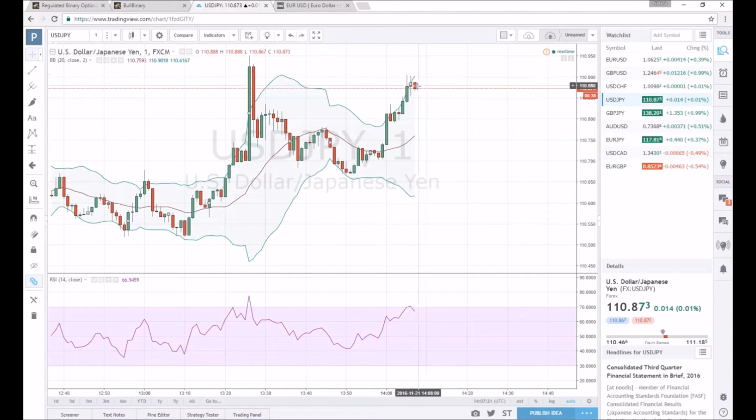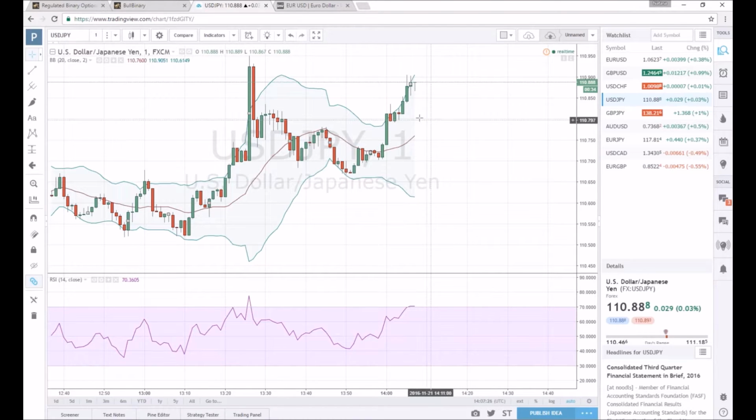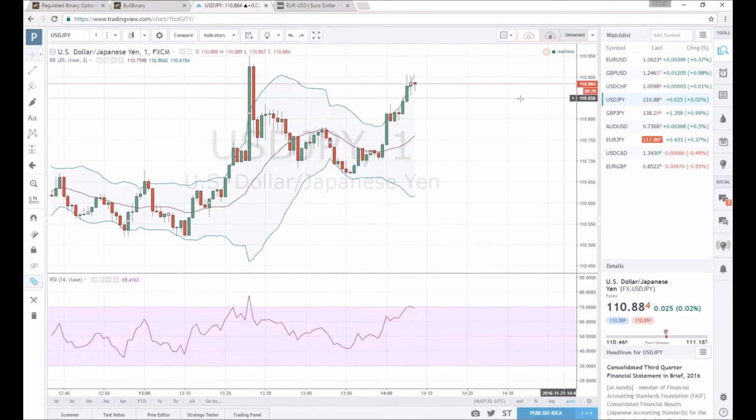Of course, I've just missed the signal, guys. But of course, if I was to open up that trade, so far I would be in the money. As you can see, the red candlestick. So for now, what I'm going to do is wait for the next 30 seconds before I look for a trade.